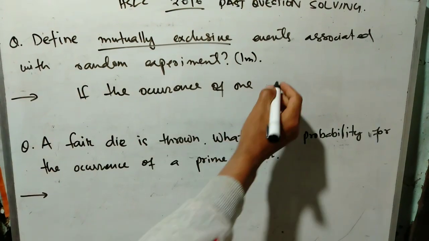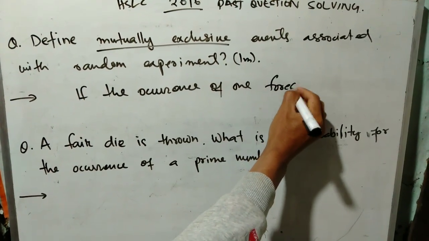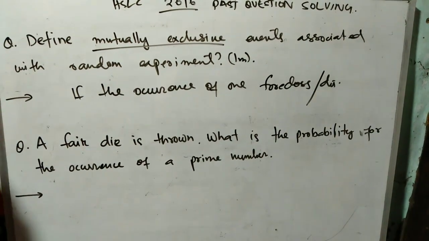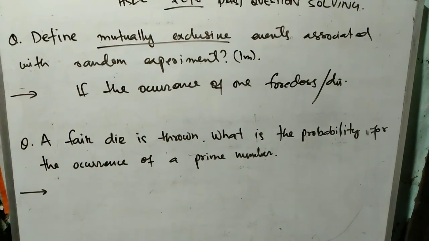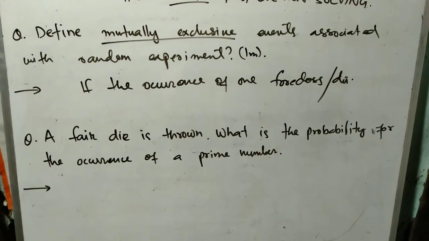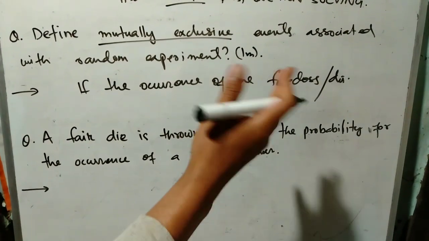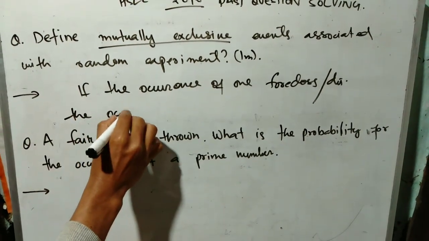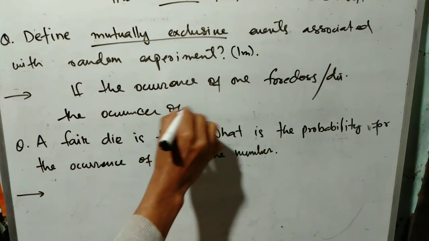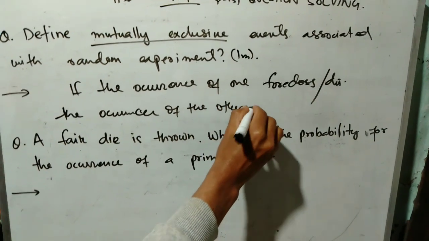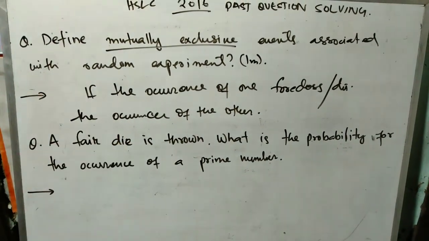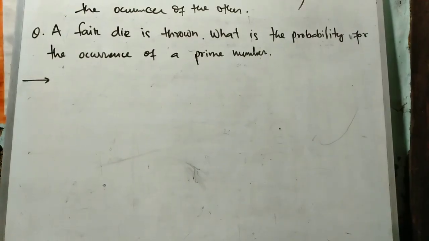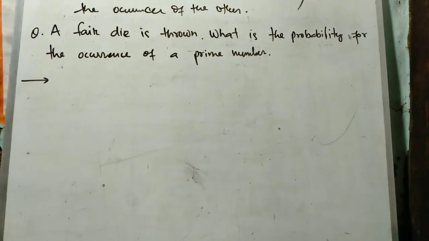If the occurrence of one forecloses or gives no chance for the occurrence of the other, the occurrence of one normally forecloses the happening of the other. I hope you're clear. Example: a fair dice or a fair die is thrown.